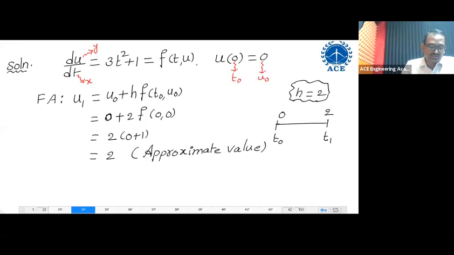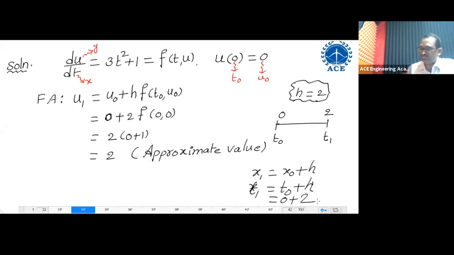Look, everyone, look here. Already I said x1 is equal to x0 plus h. I have already given this formula in the introduction. Verify. x1 means t1. t1 is equal to t0 plus h. What is t0? 0. 0 plus h. What is h value? 2. This is the way.